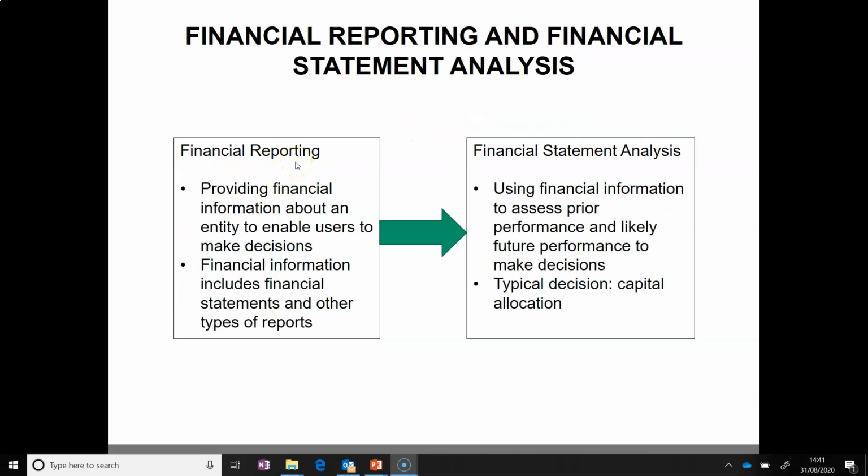Financial reporting and financial statement analysis are highly related. However, they are different. Financial reporting is responsible for providing financial information in the form of financial statements to the users for making decisions. Financial statement analysis is concerned with using financial information from financial reporting to assess the prior performance as well as the expected future performance to make decisions. These decisions may include capital allocation decisions, mergers and acquisition, borrowing, lending, etc.